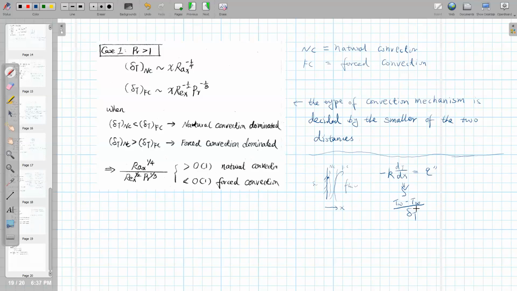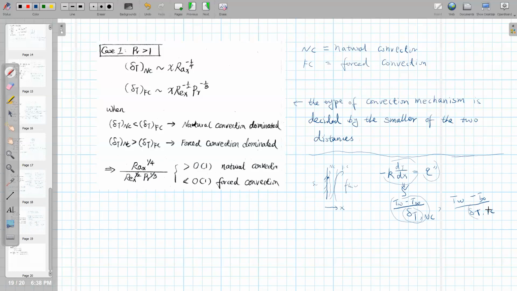If your natural convection delta T is smaller, you need to compare these two values: T wall minus T infinity over delta T for forced convection and for natural convection. If this is smaller, this value is bigger, right? This gradient is bigger, so this will give you a higher heat transfer rate overall for this mode.